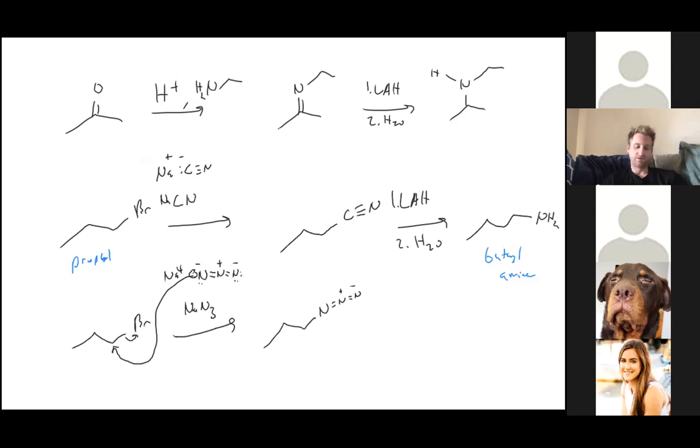From here, throwing in LAH will let us reduce off N2. So we're going to lose 2 of these nitrogens and be left with just, in this case, propylamine. So we don't have that issue we had before where we're adding an extra carbon. Now we're just directly making an amine from our bromide here.